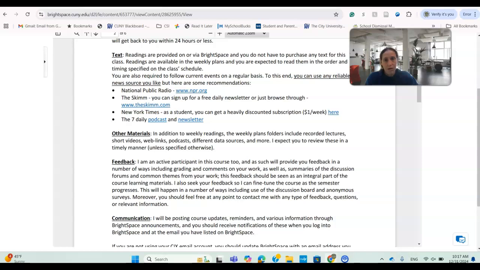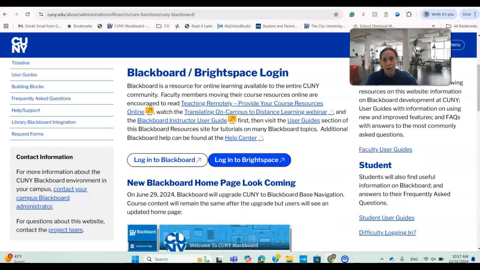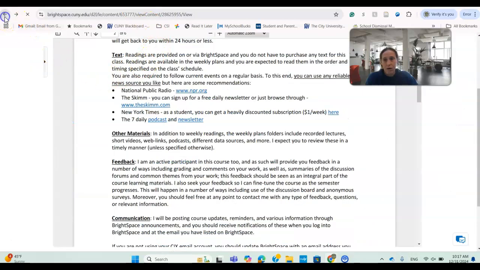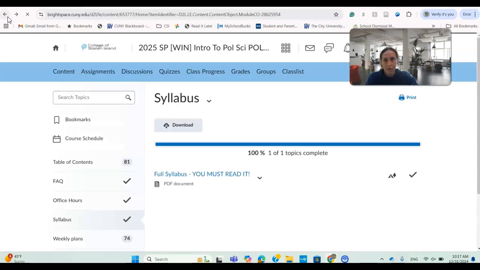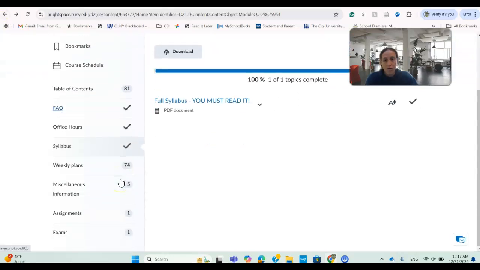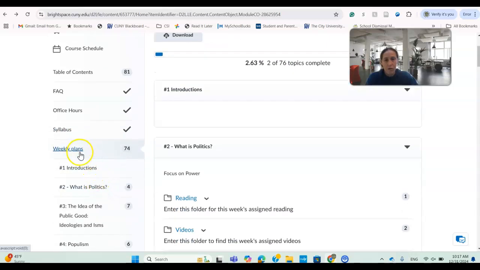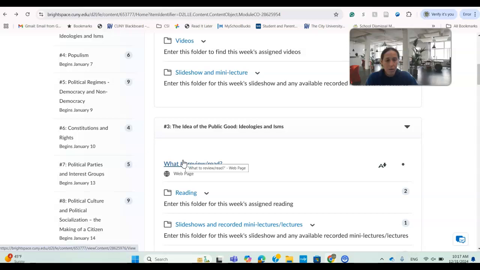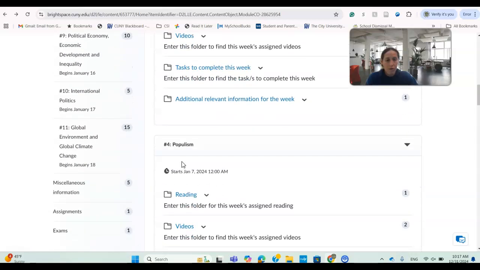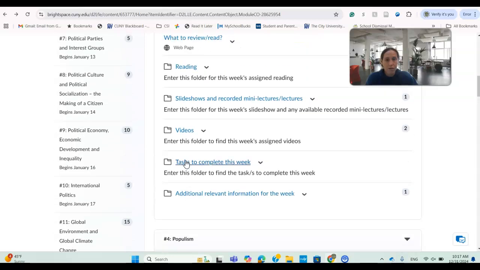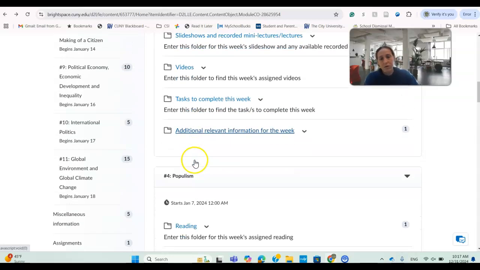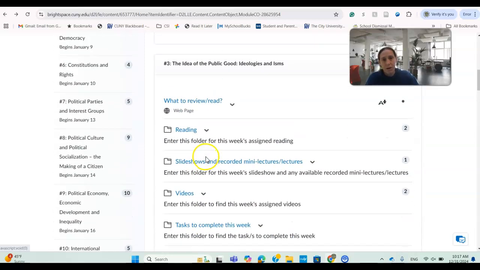Right, let's go back and look at the class. We were watching the syllabus. You always have this side table of content over here. The next place that you would want to go to is weekly plans, where you will see number 1, number 2, number 3. Some of those have dates that are sensitive and they will come up in and out.